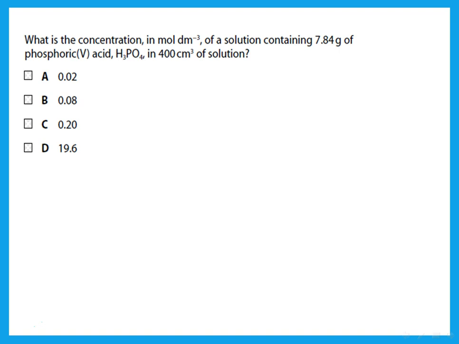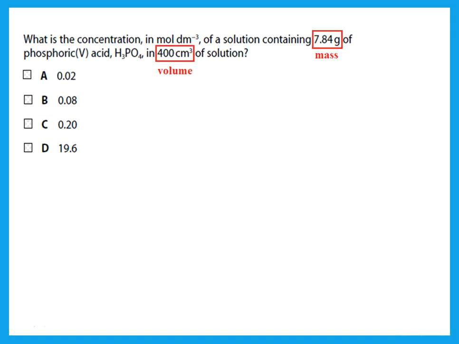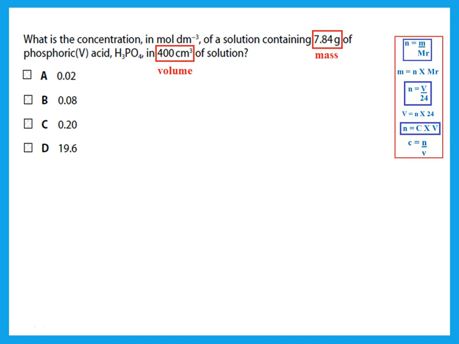So he's asking me for the concentration of a solution containing 7.84 grams of phosphoric acid, which is H3PO4, in 400 centimeter cubed of solution. So he's asking for concentration, but he's giving me what? He's giving me mass, 7.84 grams, and volume, 400 centimeter cube. So how am I going to get concentration?